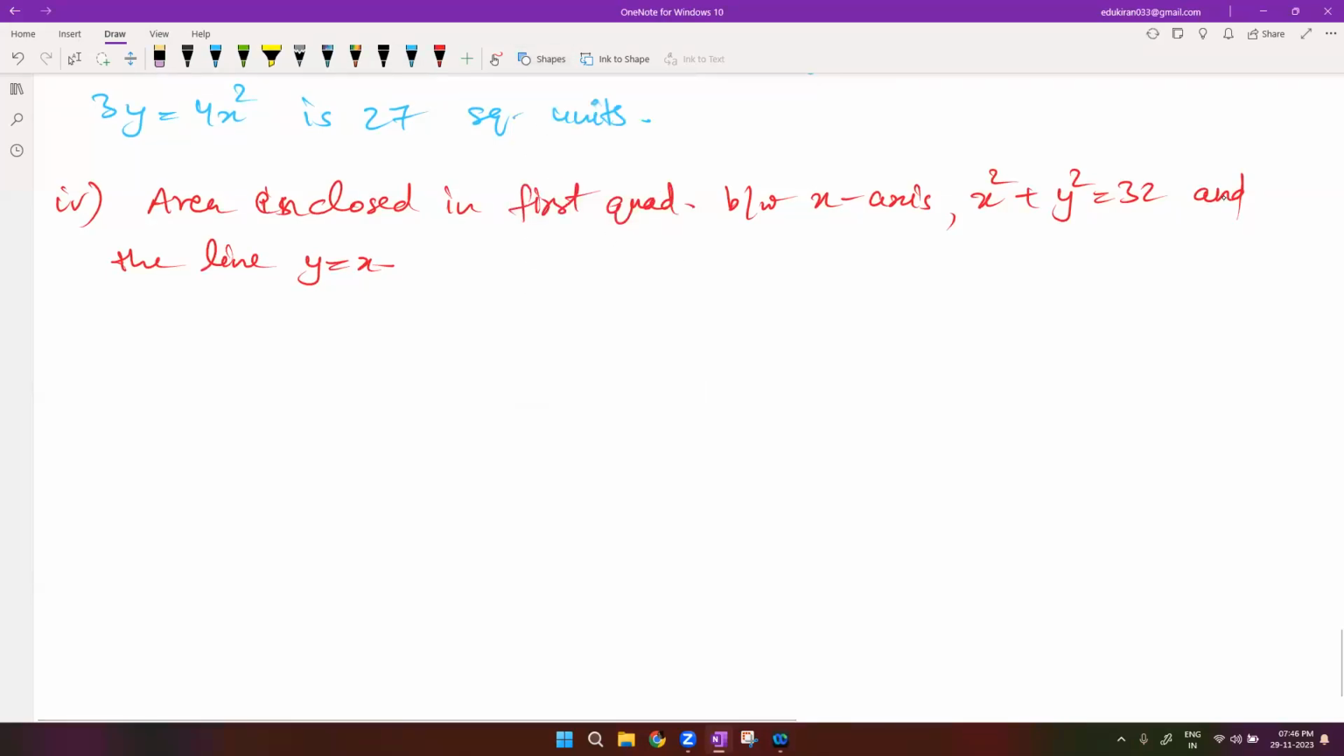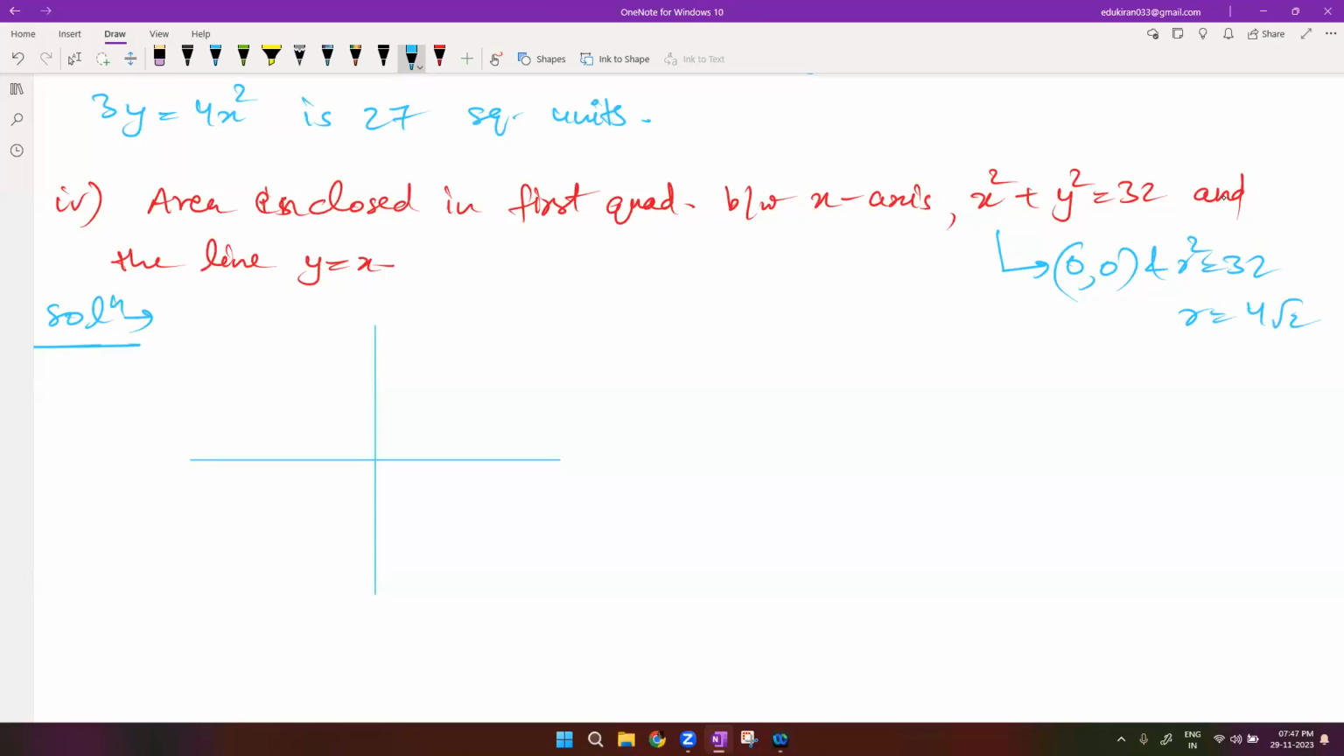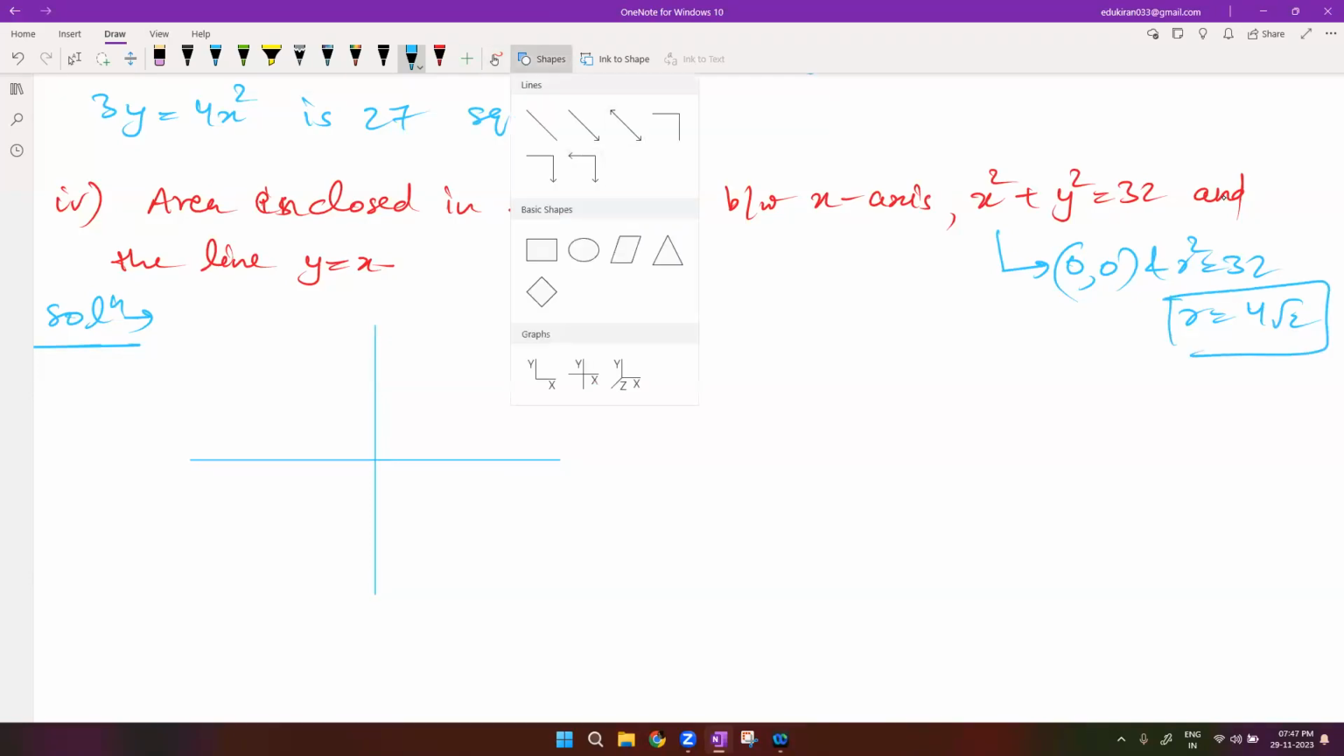Let's first draw the figure. First thing is to draw the figure, always. The curve is x square plus y square equals 32, right? Its center is 0, 0, and its radius square is 32. Can we find r? Yes, 4 root 2. So we know the radius and the center. Can we draw the circle? Definitely yes.